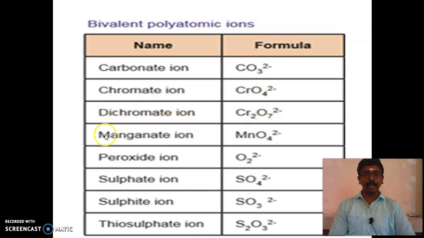and manganate ion is MnO4 2 minus, and peroxide ion is O2 2 minus, and sulfate ion is SO4 2 minus, and sulfite ion is SO3 2 minus, and thiosulfate ion is S2O3 2 minus. So these are all the formulas for bivalent polyatomic ions.